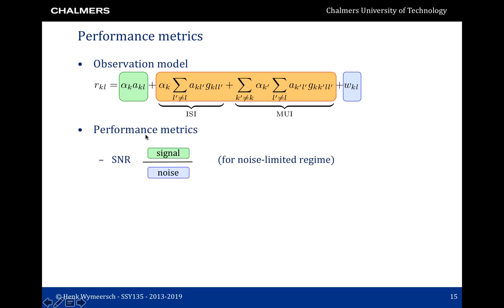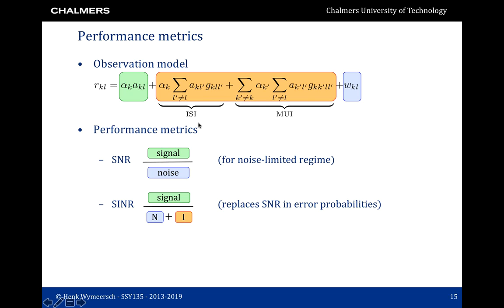We now compute different performance metrics. One is SNR. SNR is a standard metric that we've used before for single-user communication, where we just take the ratio of the signal power divided by the noise power. This is a useful metric when the inter-symbol interference and the multi-user interference are negligible with respect to the noise. This is the so-called noise-limited regime.